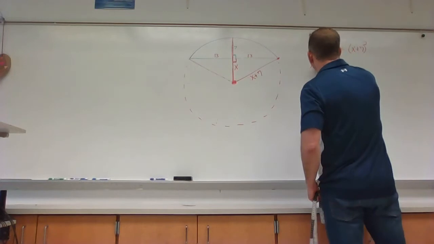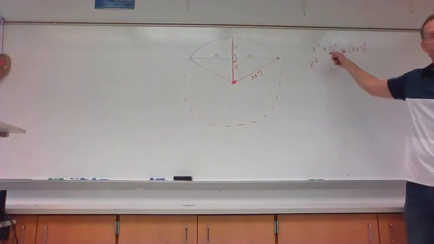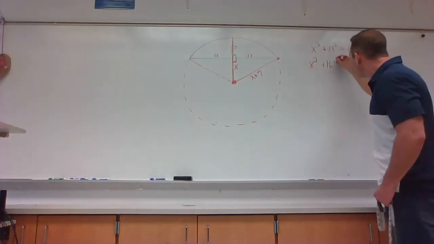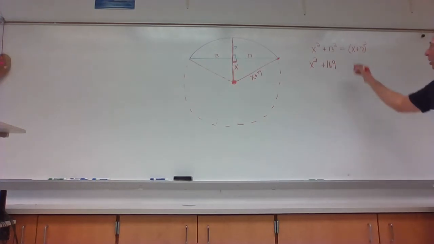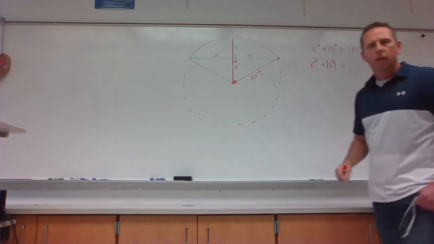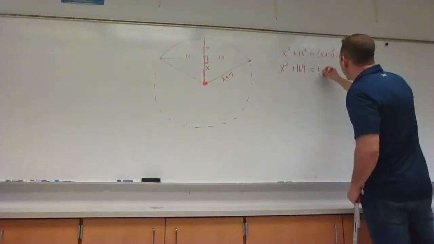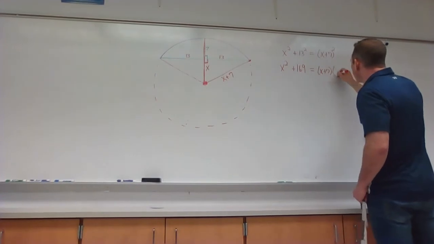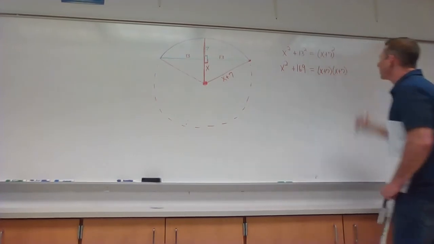So we get x squared, 13 squared is 169, equals. Now here's the part. What's (x plus 7) squared? This is the algebra part. Plus 40. If you square something, what are you doing? You're multiplying it by itself. So this is (x plus 7) times (x plus 7).